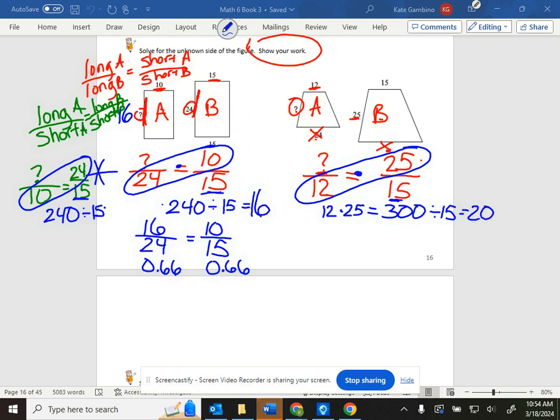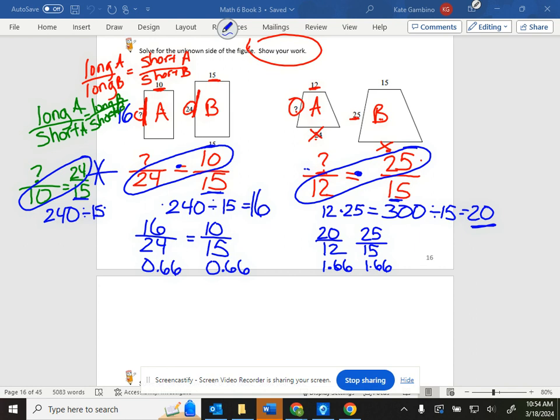So how do I check to see if I lined it up correctly? Melanie? 20 divided by 12, which is 1.66, and then 25 divided by 15. So I put that 20 in for my question mark, and I divide it. I get 1.66. I do it for my other fraction, 25 divided by 15, and I get 1.66. So I know they are proportionate.